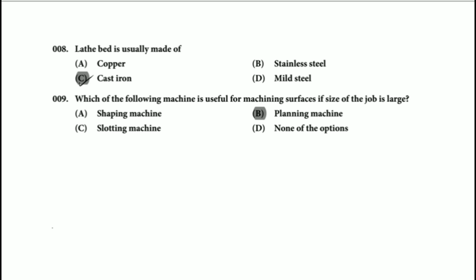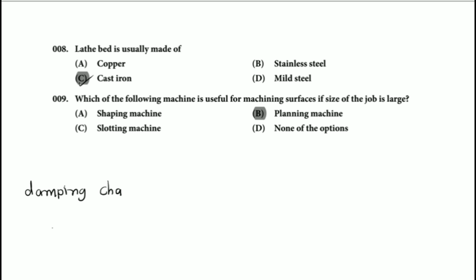So out of this, copper, stainless steel, mild steel, all these are the ductile material, right? Which can be useful for the tensile load, not for the compressive load, right? So only one option is there, that is cast iron, right, which is having a good damping characteristic.